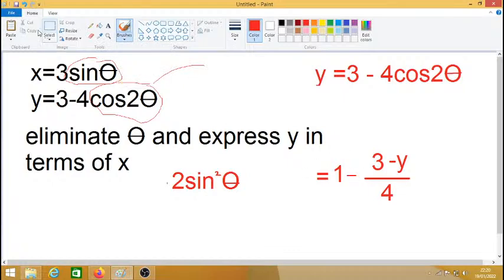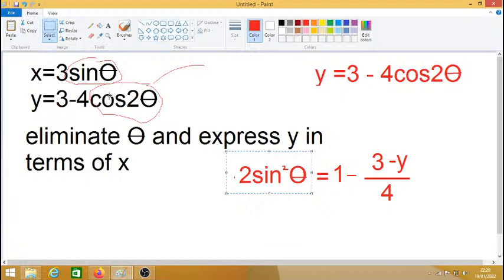Okay, looking good. So that was all work on the second equation because we wanted the second equation not to have the cos in there, but we wanted a sine in there. So we've got the sine in there. That's fantastic. So now we can use the first equation. The first equation says x is equal to 3 sine theta.